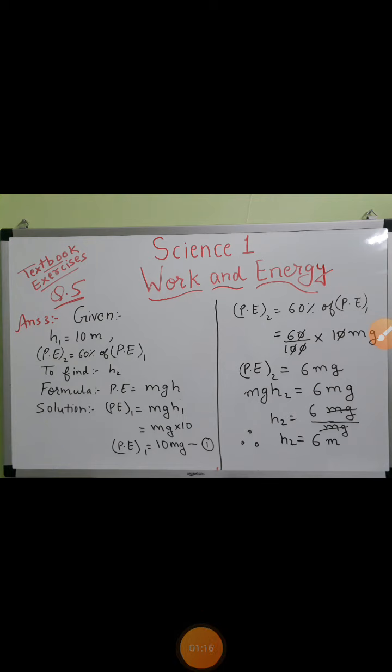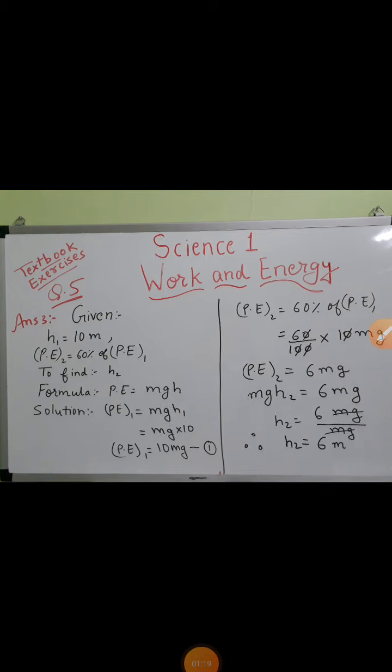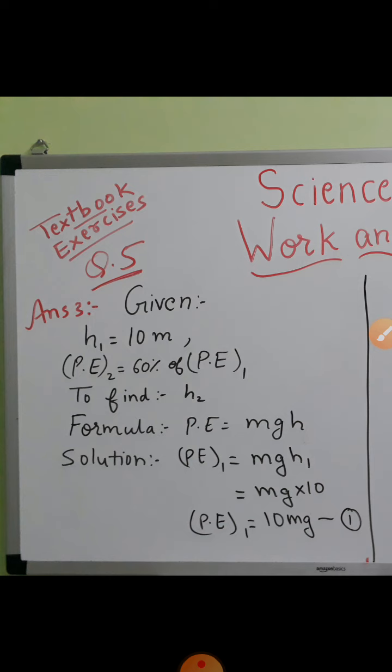So first you have to write the given things like this. H1 is height, 10 meter. Then potential energy of, see, the ball was initially at rest, that's why we are considering potential energy. So whenever an object is at rest, that object is having potential energy. So initially potential energy was 100%. Then it is reduced by 40%.